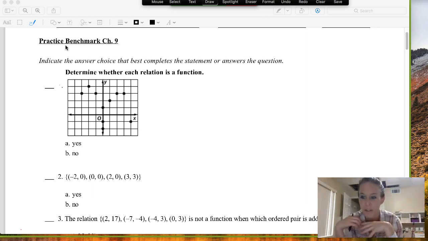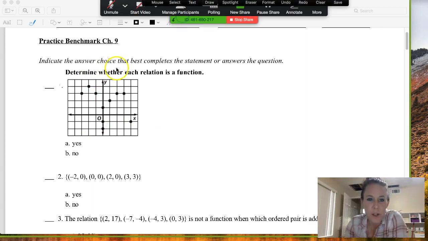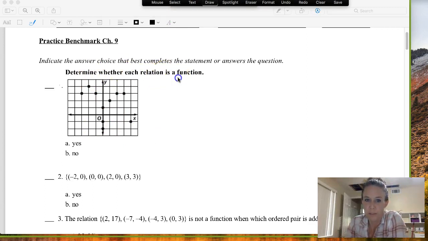Chapter 9 is on linear functions. Linear meaning a line. So we're going to talk about what a function is, direct variation, graphing lines, and systems of equations that are lines, linear equations. So let's look at this first one. Determine whether each relation is a function.